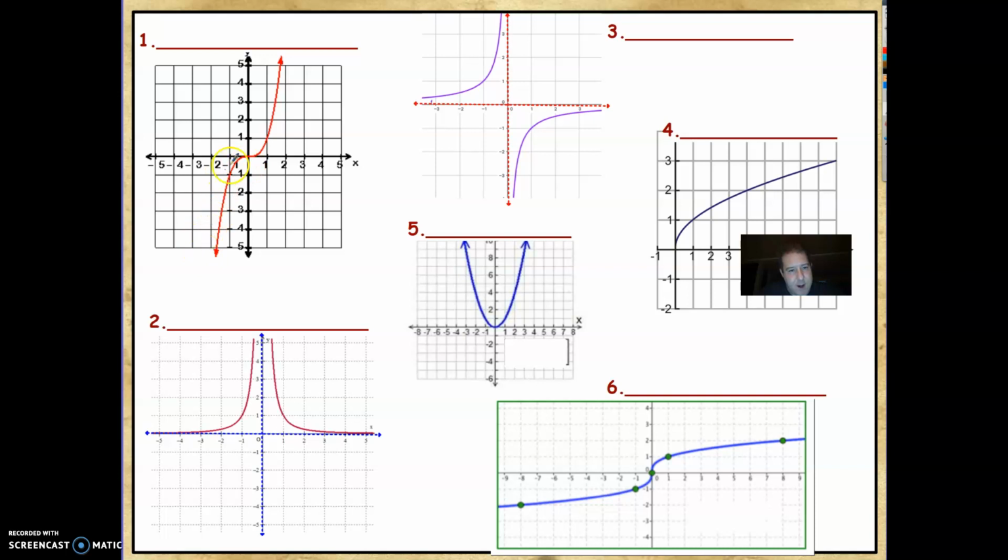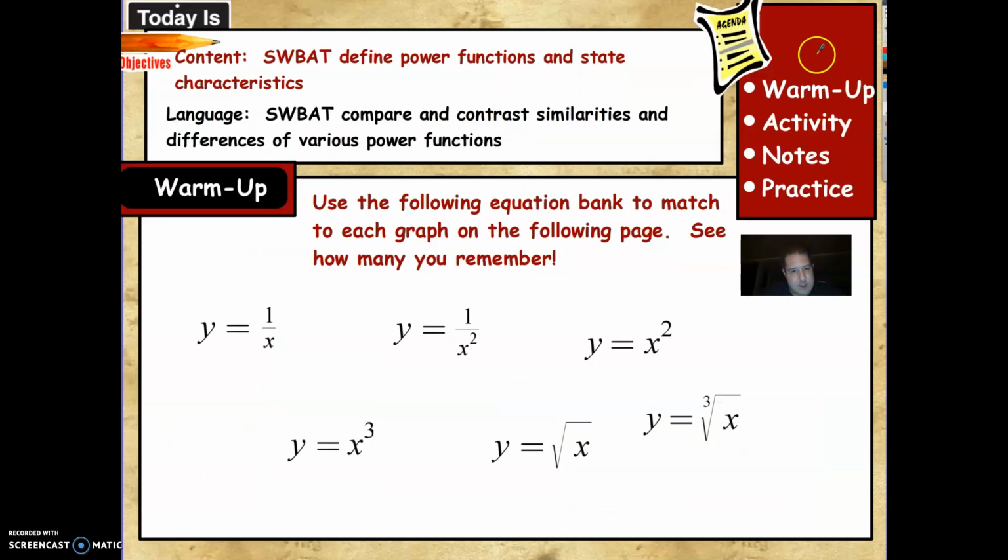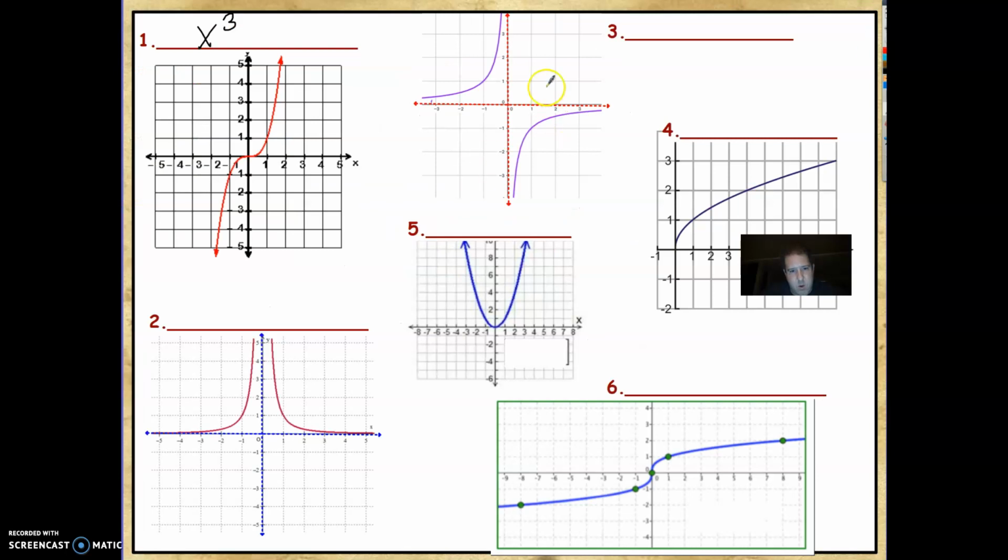So this graph right here is cubed, so this is x cubed. And I know that because it's an odd function. 1 to the third power, 2 to the third power would be 8, which is about right there. This is a rational function, so this is 1 over x, which is then reflected. So we've got 1 over x right here, which has actually been reflected in this case.